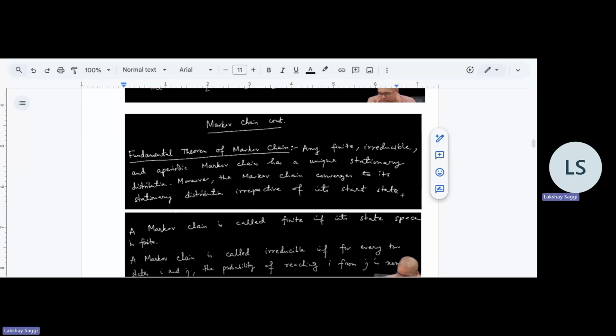If these three things are true, so the proof of this theorem was not discussed in the lectures, I believe, but if these three things are true, then the Markov chain has a unique stationary distribution. And the limiting distribution actually is equal to the stationary distribution, irrespective of the start state.